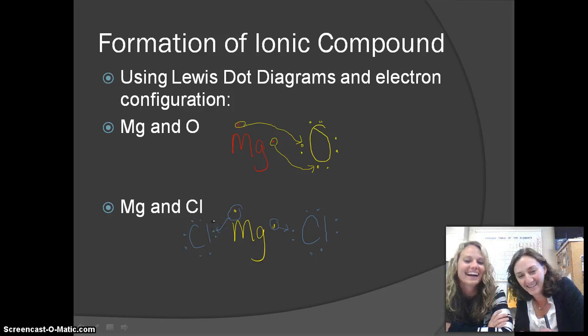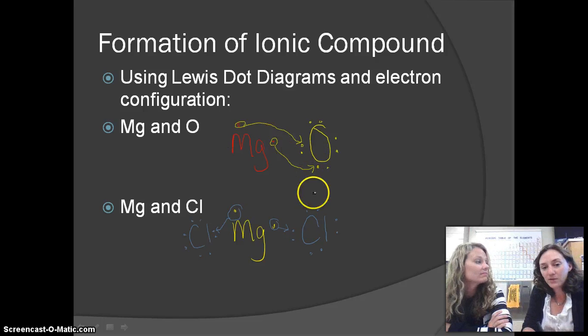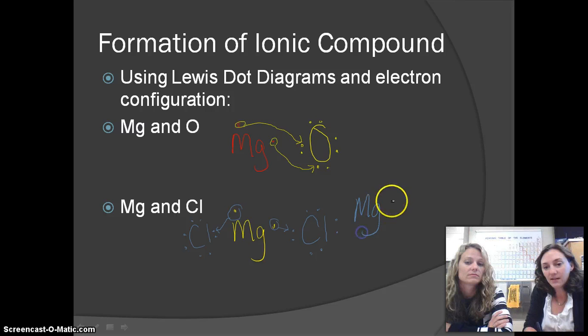Okay, so that's going to be your ionic compound of magnesium chloride. You've got 1 magnesium to 2 chlorine. So if you were to write the formula, it would be MgCl2.